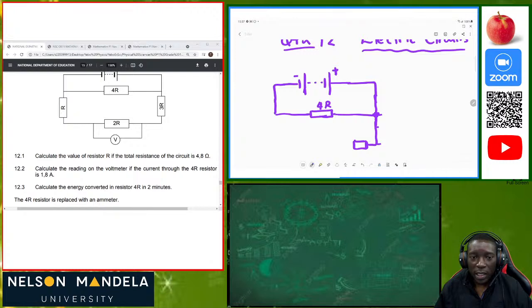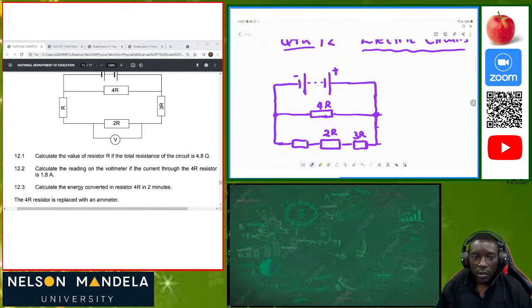So one side of the 3R resistor connects to this junction, which goes to 4R, but the other side connects to the 2R. So we can have our 2R resistor there, right? Then the left side of the 2R resistor connects to a 1R resistor, whose left side also connects back to the junction that comes from the 4R resistor.